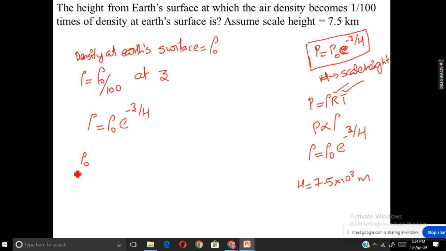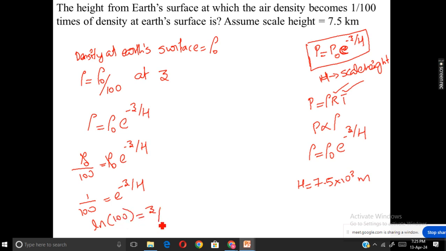So rho can be substituted as rho 0 by 100 is equal to rho 0 e raised to minus z by h. So rho 0 and rho 0 will be gone. Just 1 by 100 is equal to e raised to minus z by h. So log of 100 will be z by h. To lose the negative sign, we will take 100 by 1 instead of 1 by 100, so that we will lose the negative sign. So z will be h into log 100.